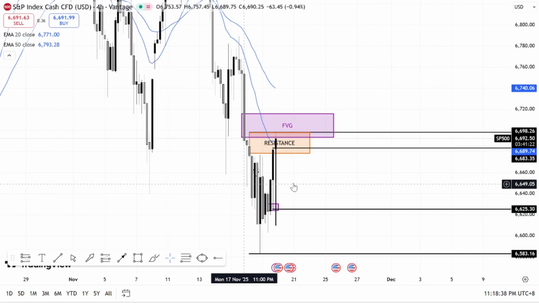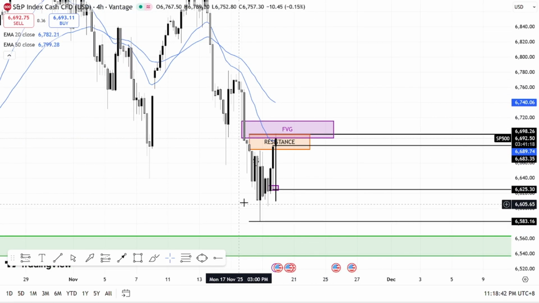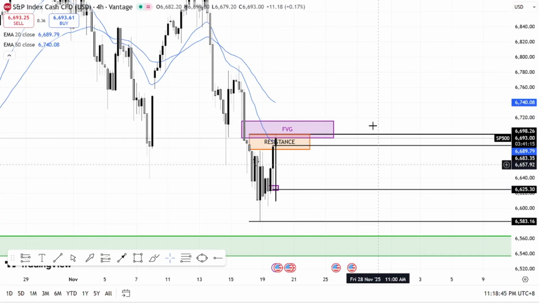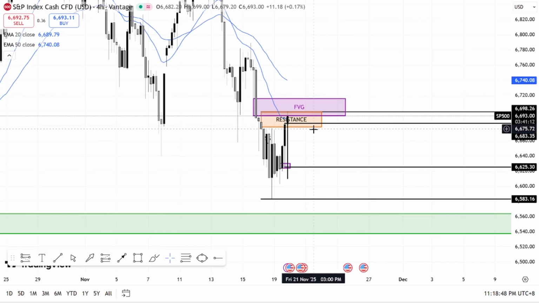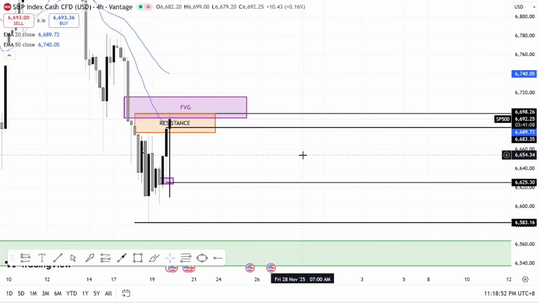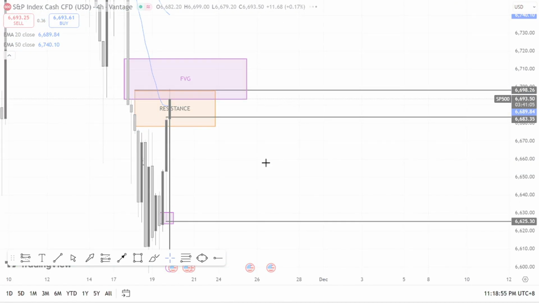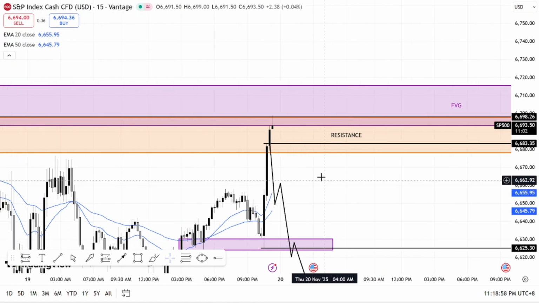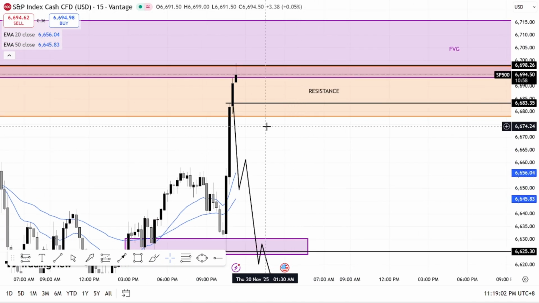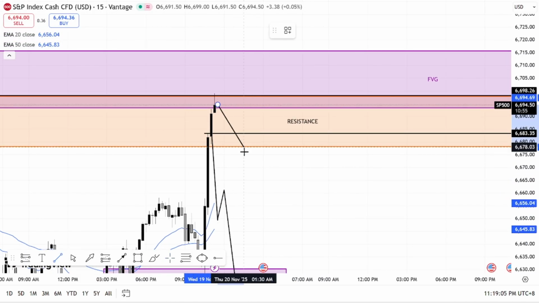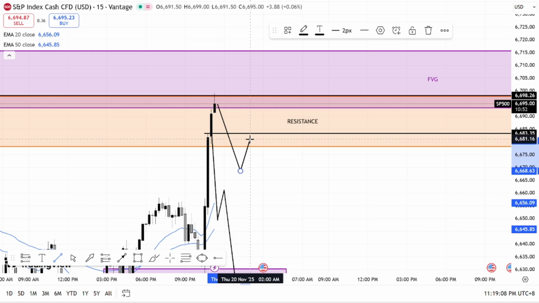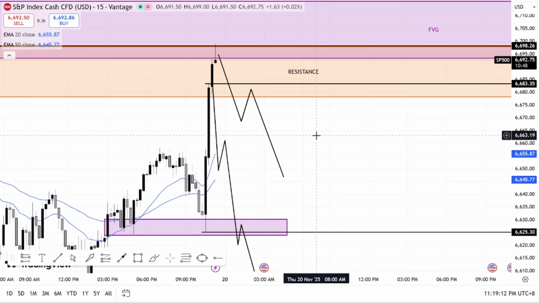Because of this liquidity gap right here, price is pulling up and trying to block all those sellers before pushing price back down again, which of course I do not know when. Let's go to the 15-minute time frame. This is the fair value gap. Price is already rejecting the fair value gap. If price can go down to here and then retest this resistance, it will most likely be going down.